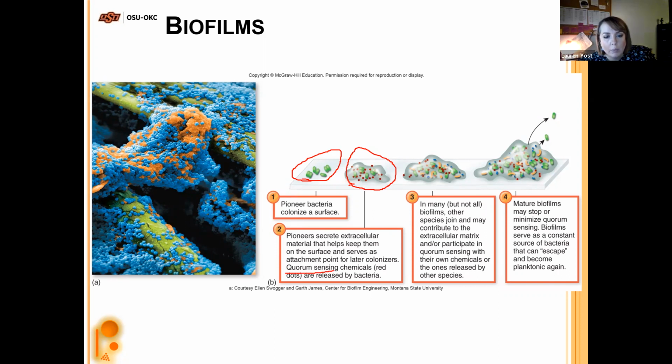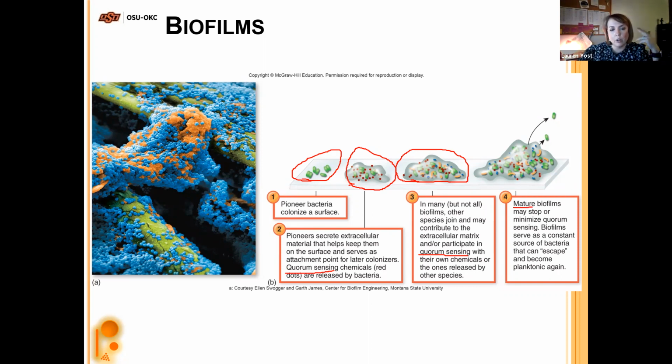All right, in many biofilms, other species join and contribute to the extracellular matrix and/or participate with quorum sensing with their own chemicals or the ones released by the other species. Could be the same chemicals they're all using. Either way, whatever they're making, their byproducts or chemicals, allows everybody to know kind of what's going on with the biofilm. So mature biofilms may stop or minimize quorum sensing.